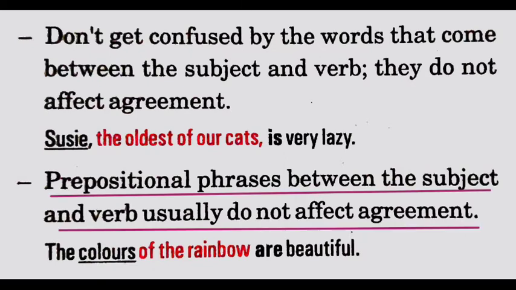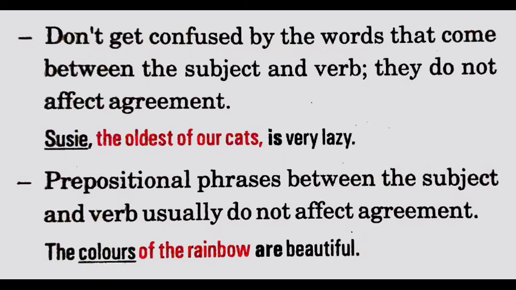Next is prepositional phrases between the subject and verb usually do not affect the agreement. Prepositional phrases means phrases which have prepositions, like here it is the colors of the rainbow. Of is a preposition and of the rainbow is a prepositional phrase. So it does not affect our agreement. The colors of the rainbow, here we are talking about the colors. So we'll use the verb according to the subject colors.